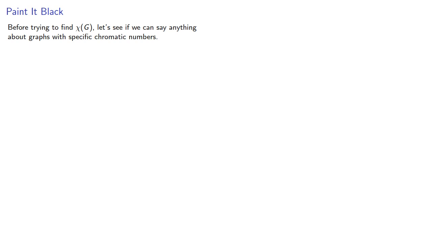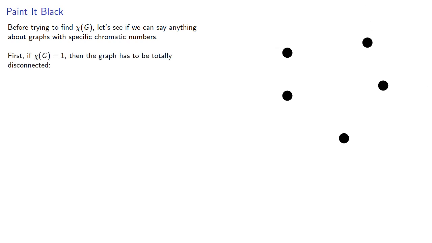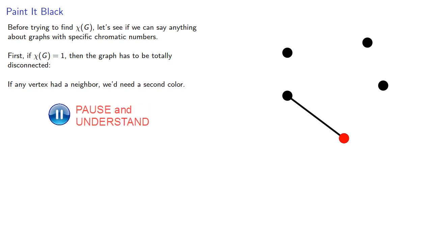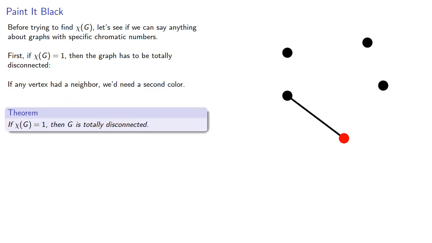Before trying to find the chromatic number of different graphs, let's see if we can say anything about graphs with specific chromatic numbers. First, if the chromatic number of a graph is 1, in other words, we could color every vertex the same color, how about black, then the graph has to be totally disconnected. If any vertex had a neighbor, we'd need a second color. So we know that if the chromatic number of a graph is 1, then the graph must be totally disconnected.